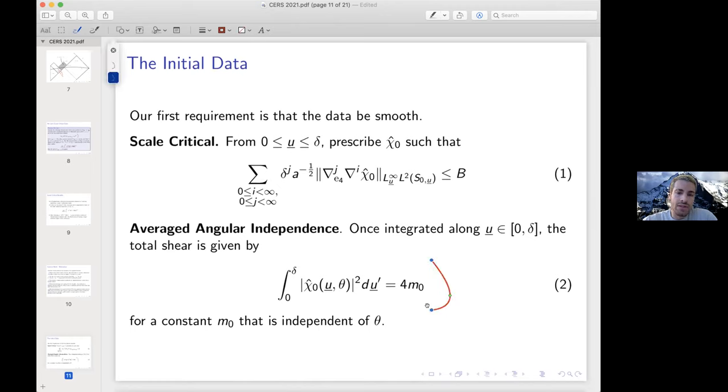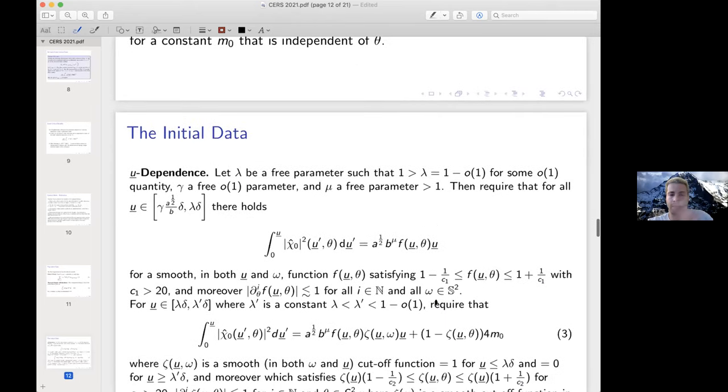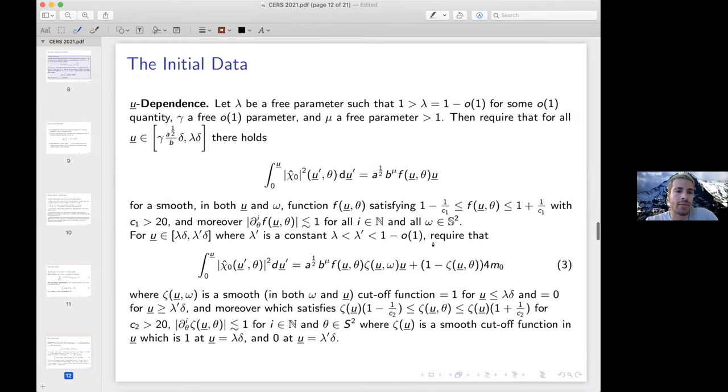You have to assume this condition, which says that once you've integrated up to delta, then there's no angular dependence on the shear. So this is nothing like spherical symmetry. It's just saying that after you've integrated along all the directions, you get something that's independent of theta, which is the right angular parameter on the initial sphere. And then you have to modulate your initial data carefully.